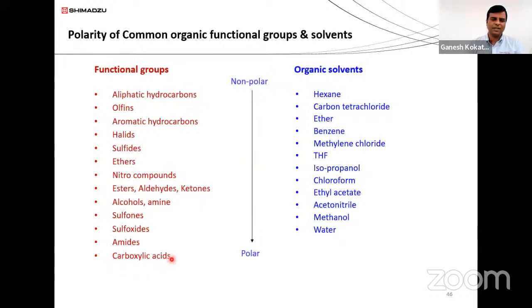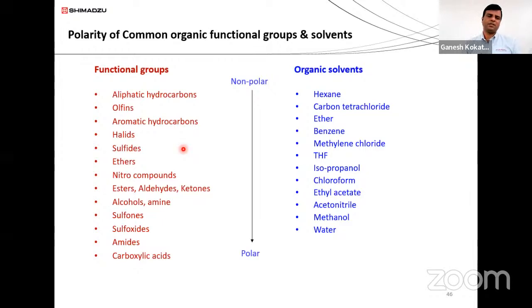And if you see the carboxylic acid, as it contains an acid, it is a proton donor. So it is highly polar as compared to aliphatic hydrocarbons. In between, olefins, aromatic hydrocarbons, halides, sulfides, everything is coming in between. In terms of organic solvents, hexane is highly nonpolar as compared to water, right? So this slide will help you to start with the combination of mobile phase, based on the functional group of my component.